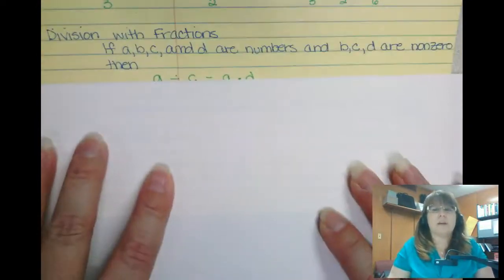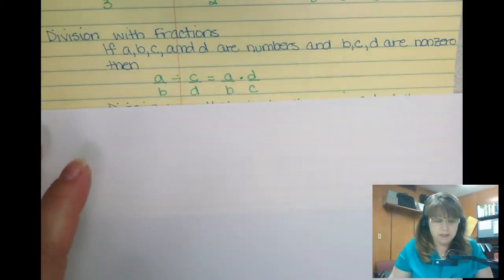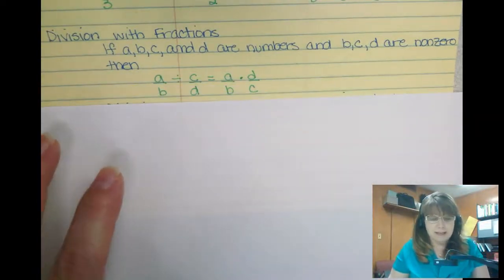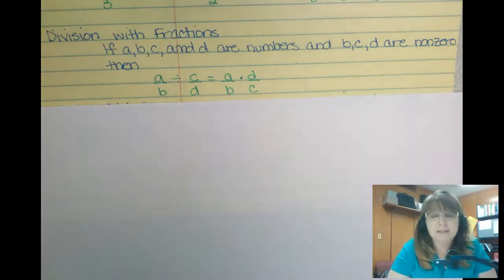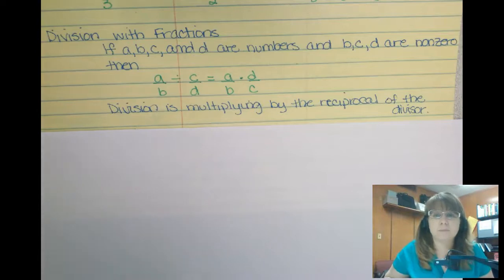So let's talk about actual division. So if A, B, C, and D are numbers, and B, C, and D are non-zero, then A over B divided by C over D is going to be the same thing as multiplying by its reciprocal. So A over B times D over C. So division is multiplying by the reciprocal of the divisor.